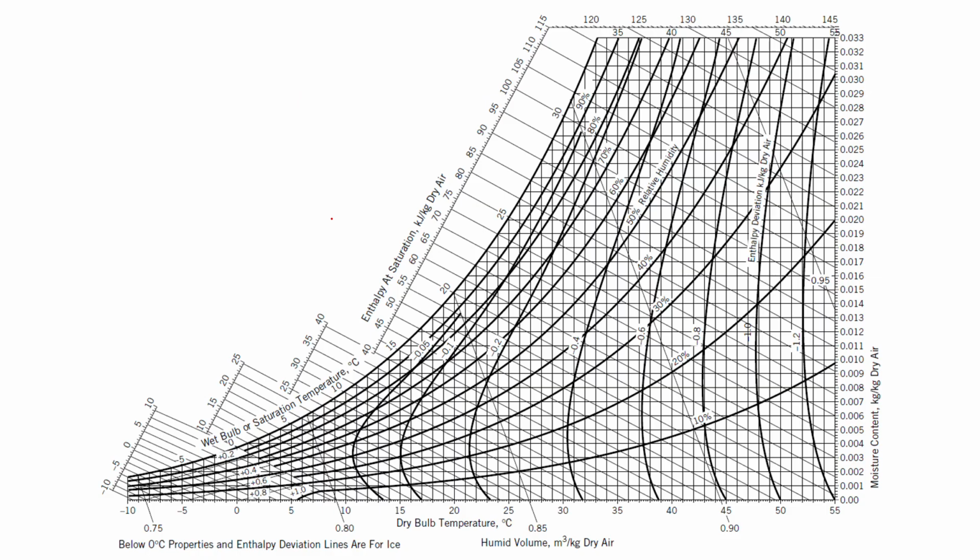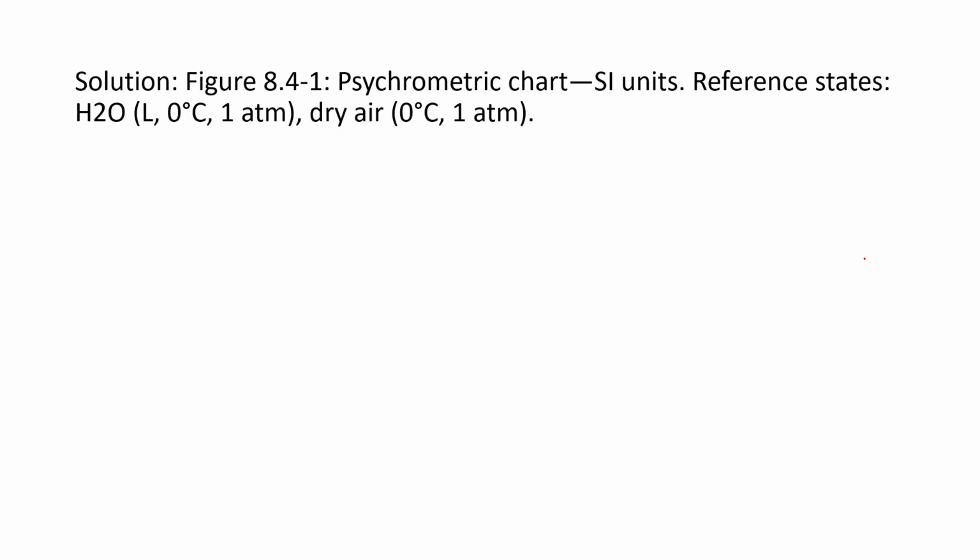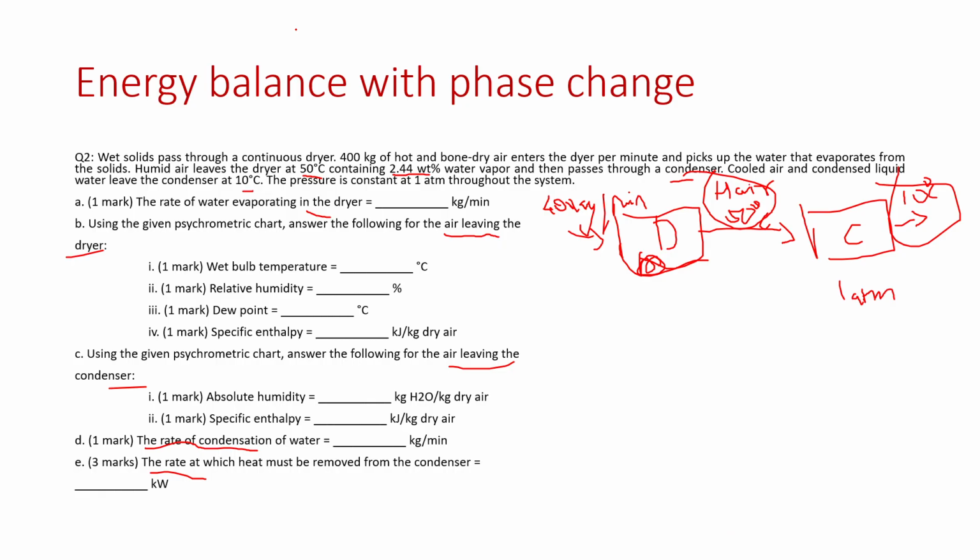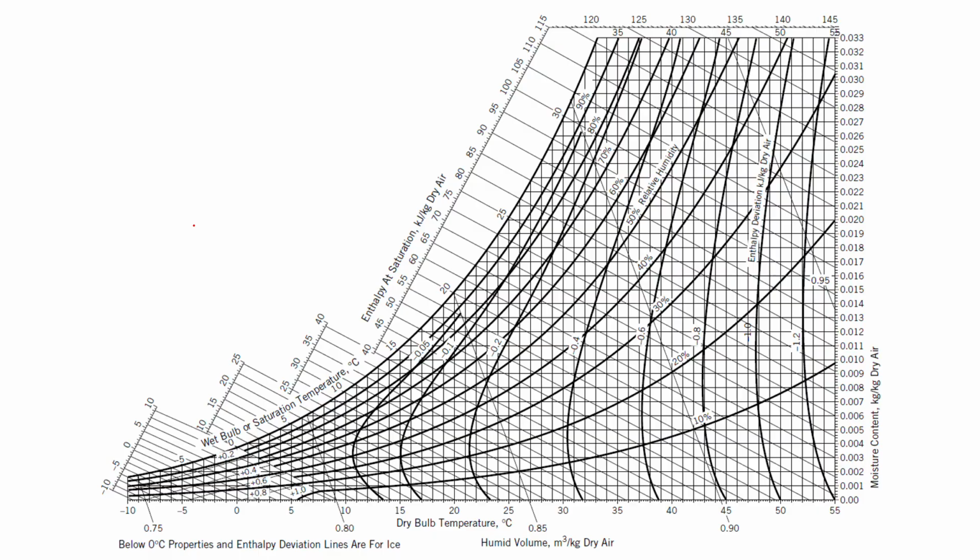So I have given the picture of the psychrometric chart in SI units here, which is also taken from the book Felder and Rousseau. Humid volume, dry bulb temperature, moisture content, enthalpy and saturation, wet bulb, everything is in SI units. So here the reference state that is taken is H2O liquid phase at 0 degrees Celsius and 1 atmosphere, dry air at 0 degrees Celsius and 1 atmosphere. So like they have asked, first let's find the rate of water evaporating in the dryer, which is the A subdivision.